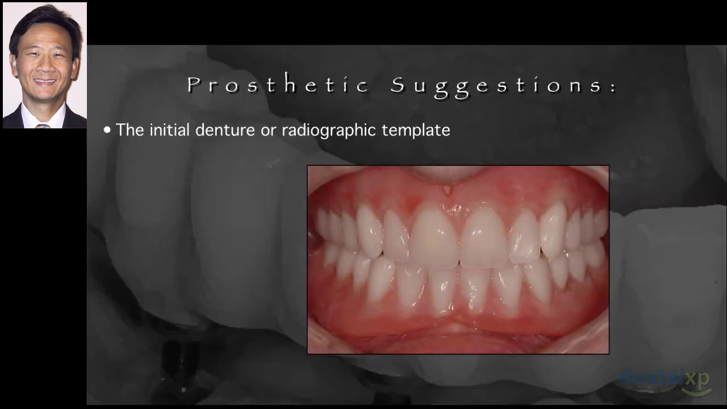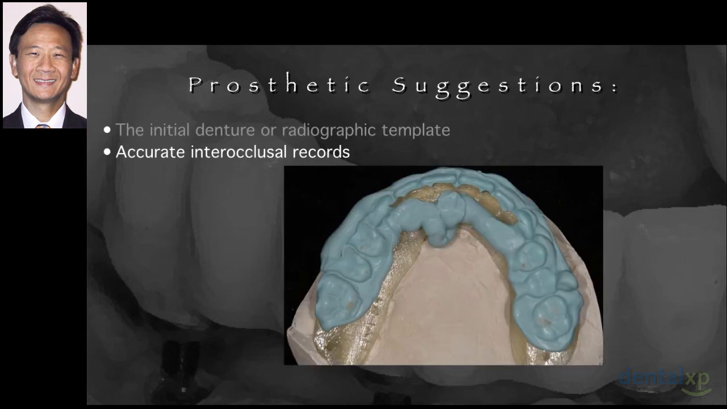Prosthetic suggestions. In the complete dentures or complete arches, it is crucial that the initial denture that is being used as the radiographic template, or the duplicate dentures that are used as the radiographic template, are accurate. We want a good fit of the intaglio surface. Well-made dentures with good centric relation stops, because an accurate interocclusal record needs to be made.